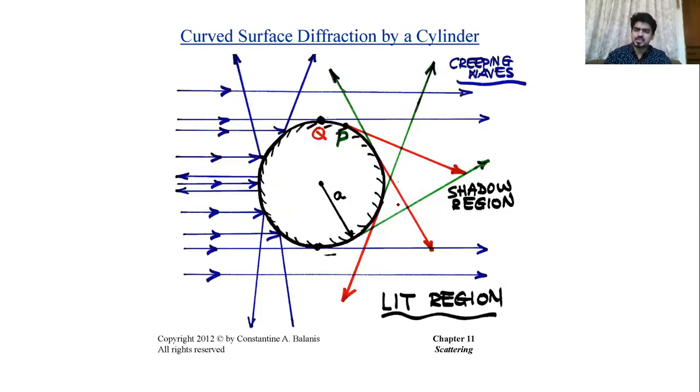Same thing again, that's what you see here for the circular cylinder, that these are the creeping waves. The red and green arrows represent the creeping waves from the opposite sides of the cylindrical structure, and they create constructive and destructive interference in this shadow region.